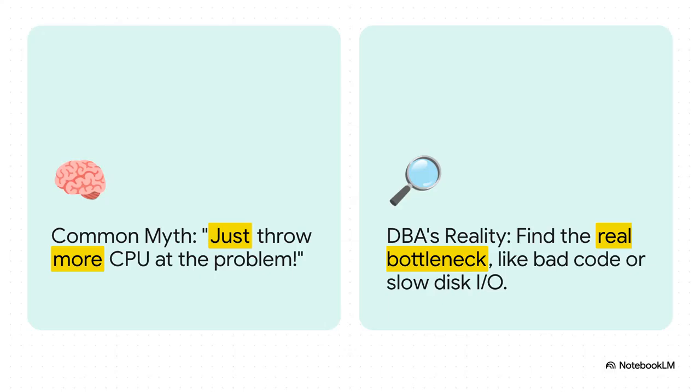And this gets to a huge myth that a lot of people believe. If an app is slow, the common wisdom is, oh, just throw more CPU at it, add more power. But a DBA knows that's like putting a bigger engine in a car that has flat tires. High CPU is often just a symptom. The real problem could be bad code or a slow disk. Their job is to find that root cause, not just mask the symptom.